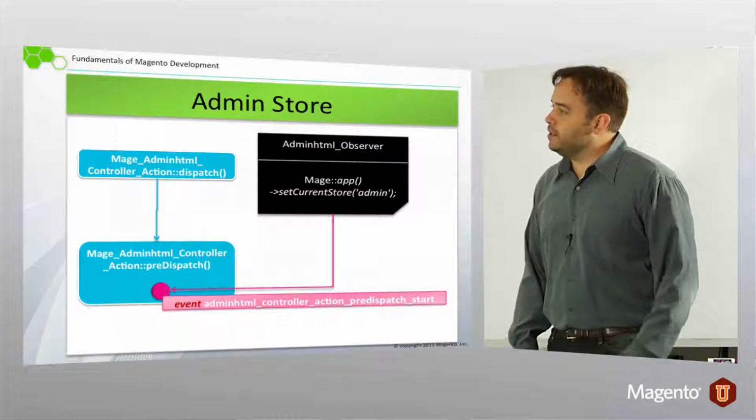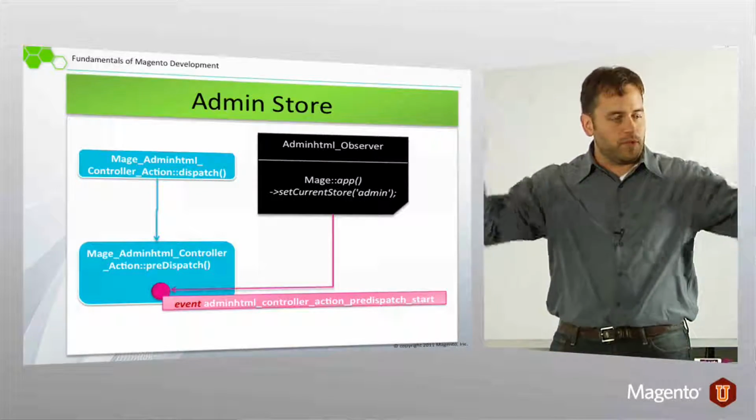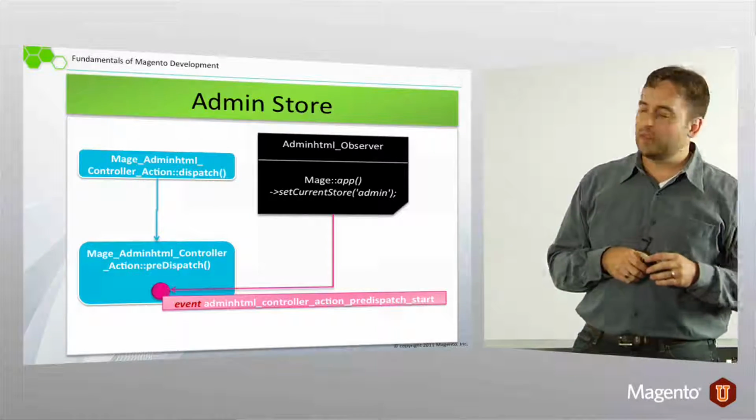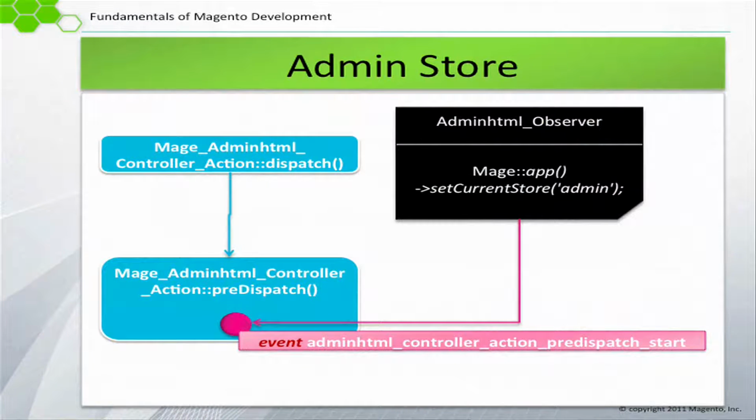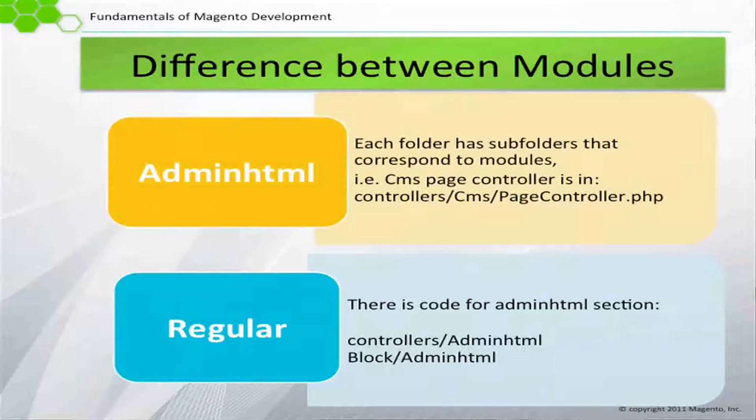All right, so the admin store, that's the global store. That's the store with ID 0. That's actually set via an observer in the Adminhtml before we dispatch the controller. Oh, I'm sorry, before we dispatch our action. Okay, let's see. Adminhtml, regular. So, again, as I was saying, the Adminhtml module aggregates all the other modules under it.